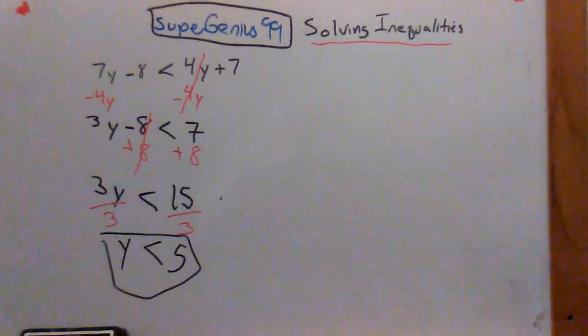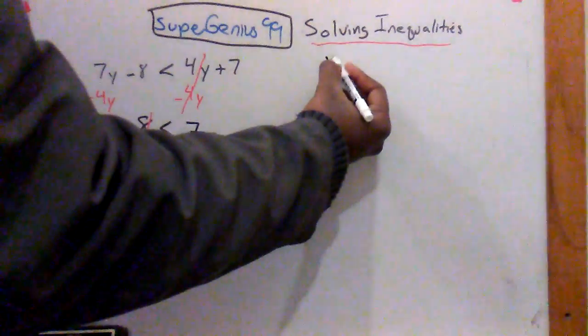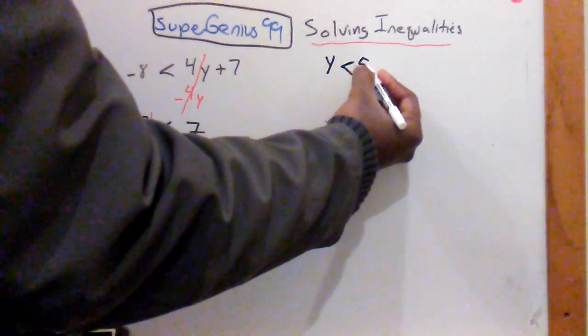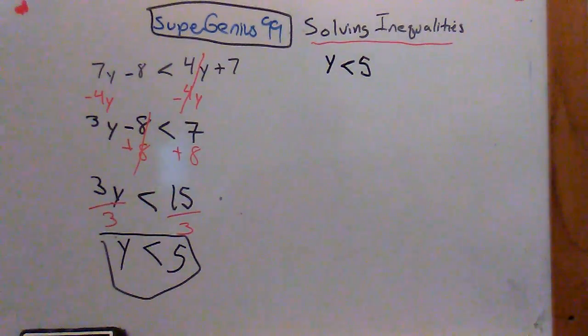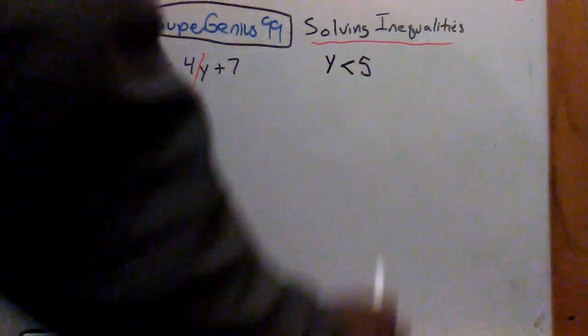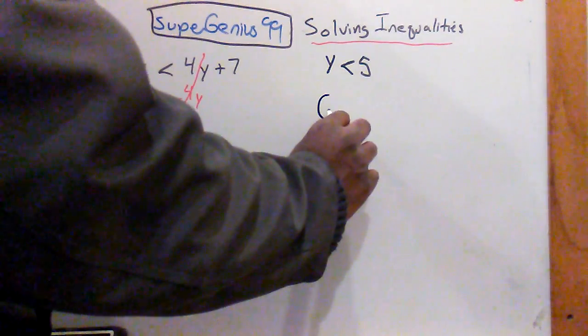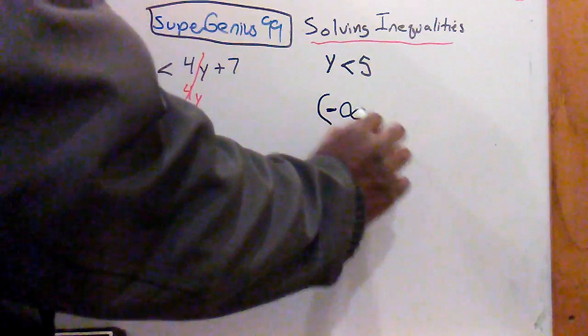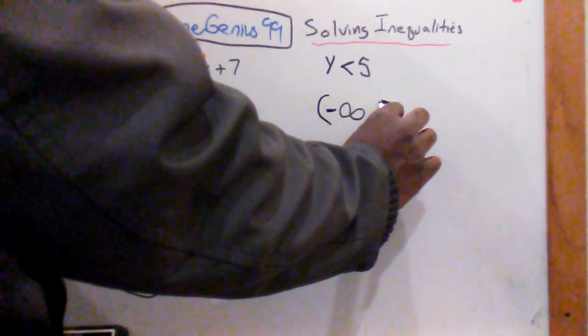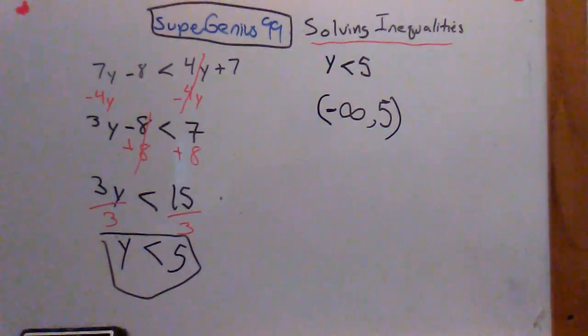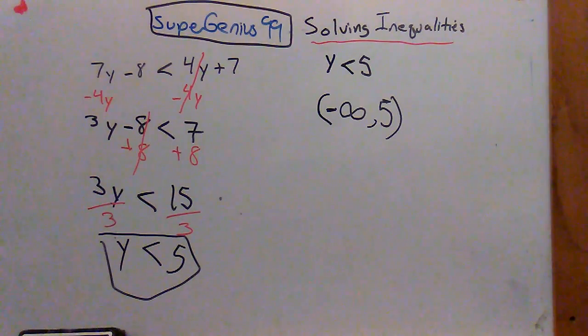So you have y less than 5, let's rewrite that. Okay, and then you have your set notation. So let's write the set notation. So we want to represent all the numbers that are less than 5, not including 5. Okay, there's your set notation, and then let's graph that bad boy.